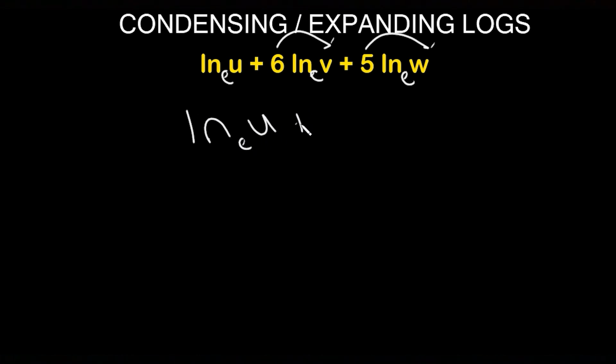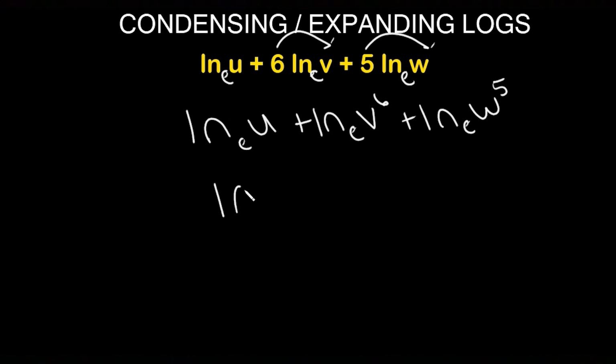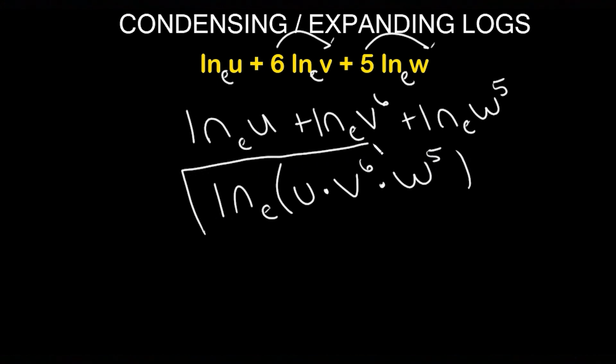Natural log base e of u, and then plus natural log base e, and then we have v to the 6th power, and then we have plus natural log base e, and then w to the 5th power. Okay, it's all addition here, so I can go ahead and condense it down using multiplication. So what I'm going to do is write natural log base e of u times v to the 6th power, and then times w to the 5th power. Okay, and that is going to be done. There it is condensed down as a single logarithm.